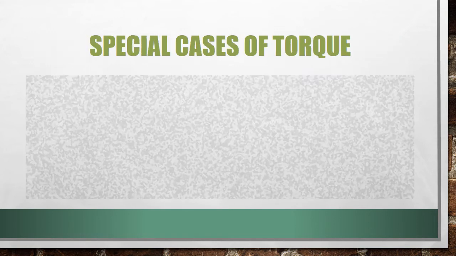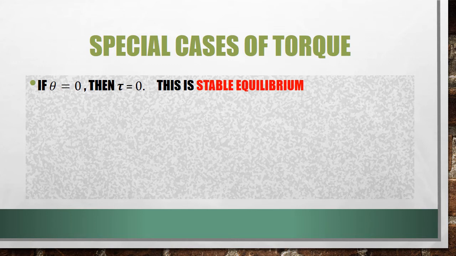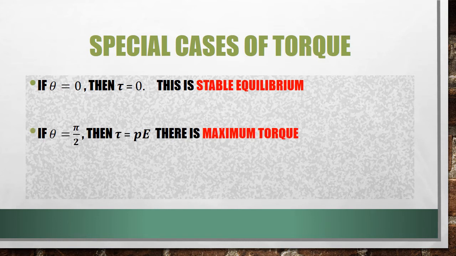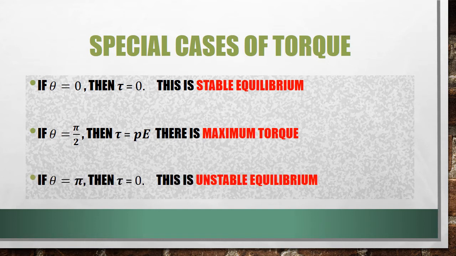Special cases of torque. When theta equals 0, that is, when the dipole is placed parallel to the direction of the electric field, then torque tau equals 0. This is stable equilibrium. Again, if theta equals pi by 2, that is, the dipole is placed perpendicular to the direction of the field, then torque tau equals pE. This is the maximum torque acting on the dipole. Again, when theta equals pi, that is, the dipole is placed opposite to the direction of the field, then torque is equal to 0. This is the case of unstable equilibrium.